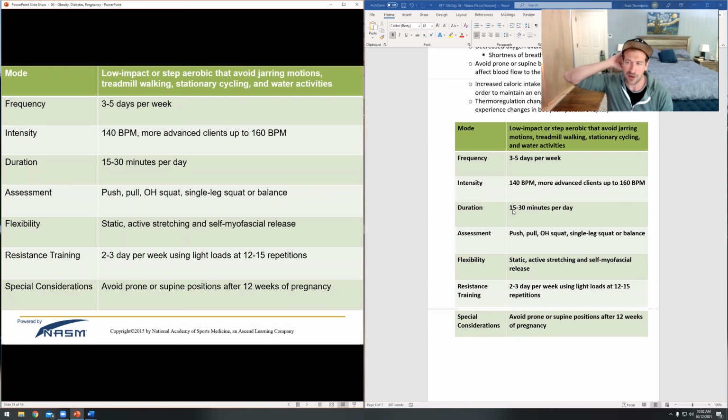I think I just said 1 rep max a second ago. I meant heart rate max. Up to about 85% heart rate max at the most. We don't really want to go any higher than that. Duration, probably only 15 to 30 minutes.